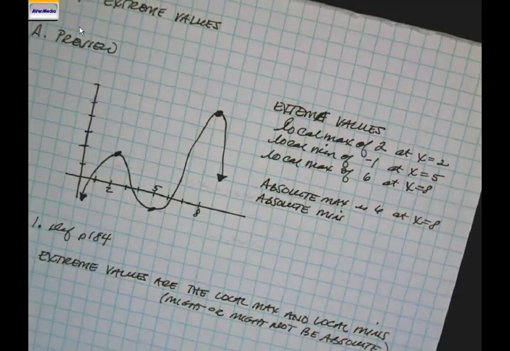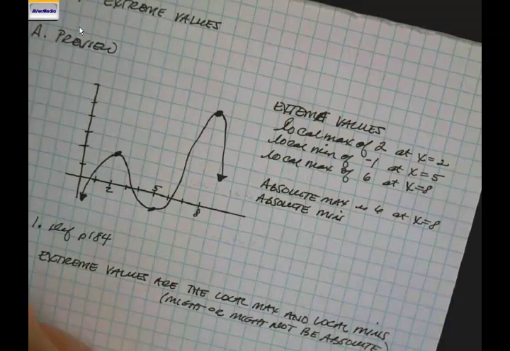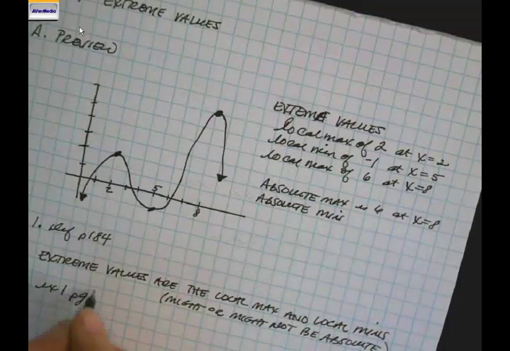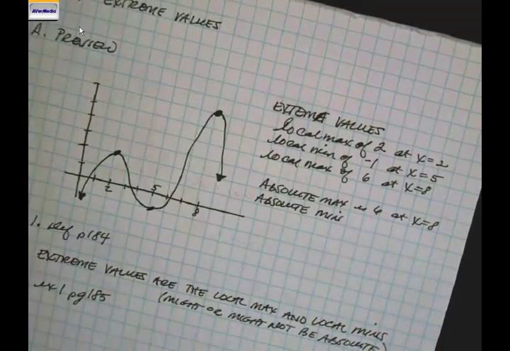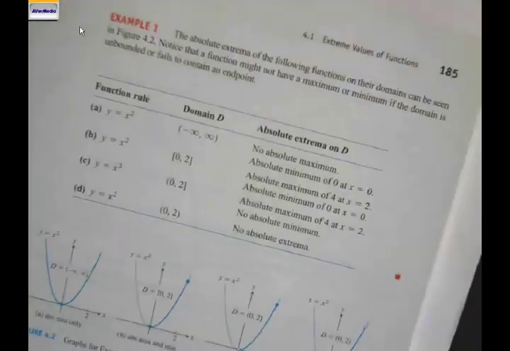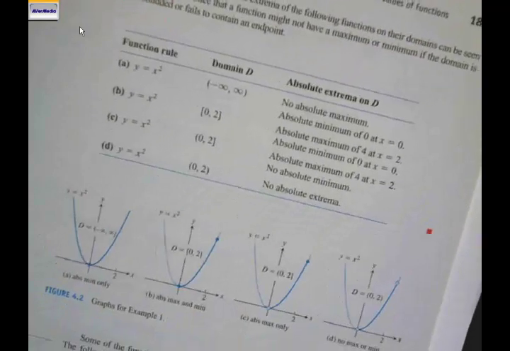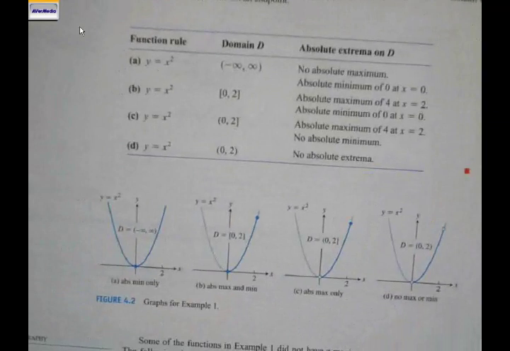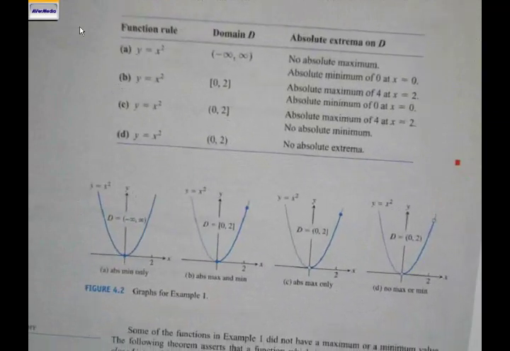Now, here's what I gave you a copy of as an example which we're getting ready to discuss. This is example 1 on page 185, and you have a copy of this. It shows you these graphs. You really have to play with these 4 graphs to get all this to make sense. It says the absolute extrema of the following functions and their domains can be seen. Notice the function might not have a max or min if the domain is unbounded or fails to contain an endpoint.